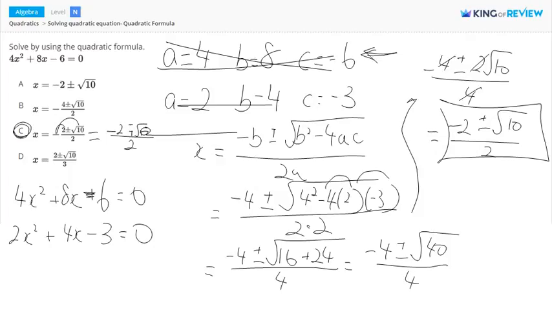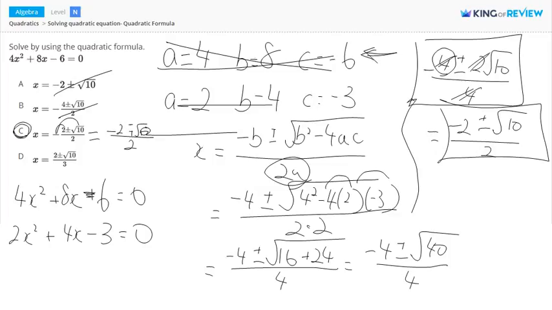Now let's think about our other options. Option A says -2 plus or minus square root 10, which means that it's forgotten about the 2a, and that's why this is wrong. Option B says 4 plus or minus, but actually it's basically forgetting to divide everything by 2. It forgot to divide this number by 2 too. That's why this is wrong.